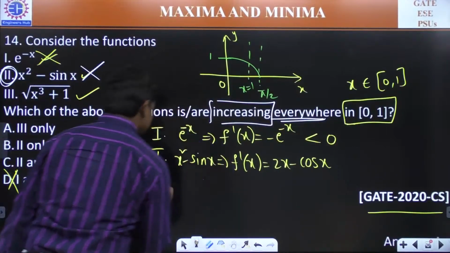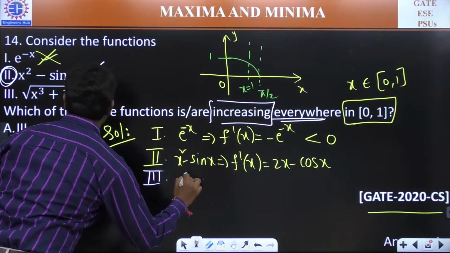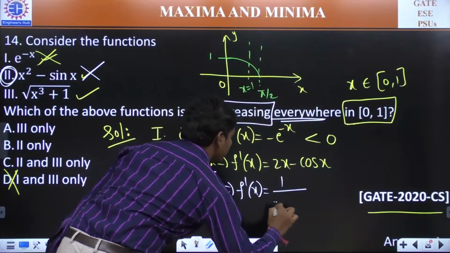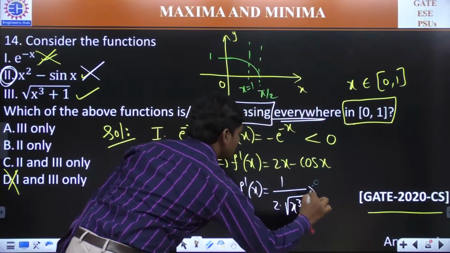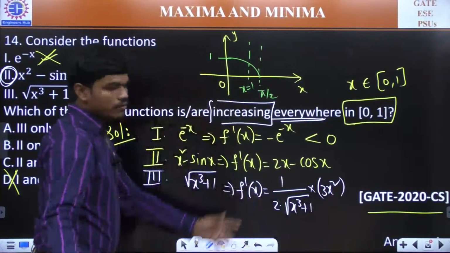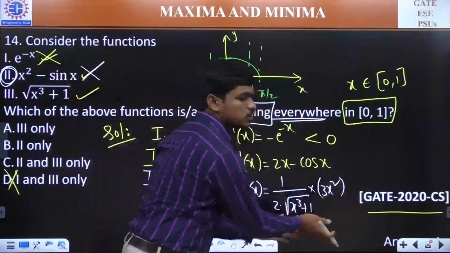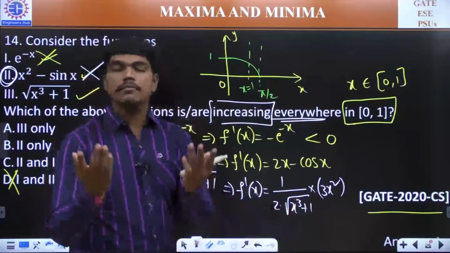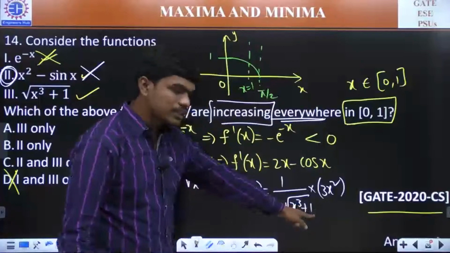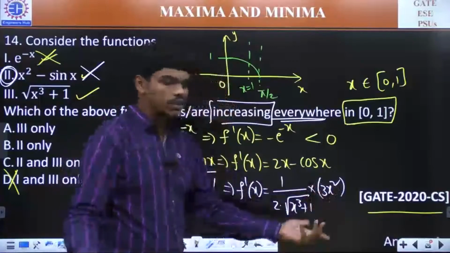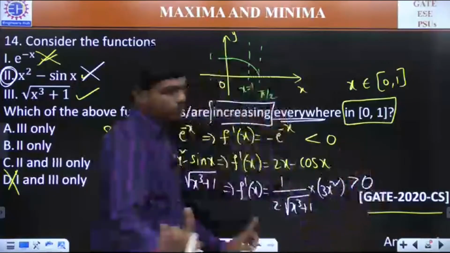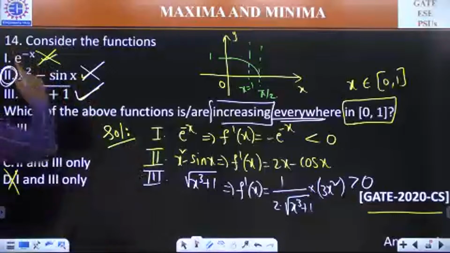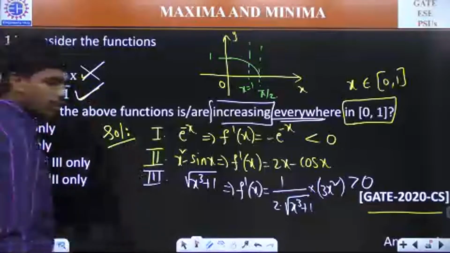Now the third function is very simple to analyze. f of x is square root of x cube plus 1. If you calculate f dash of x, it's very simple: 1 by 2 root of x cube plus 1, into the inner derivative, which is 3x square. For every value between 0 to 1, this is always positive, because x cube is positive. If x is lying in between 0 and 1, x cube is positive, positive plus 1 is positive, so the square root is positive and this value is also positive. So it's greater than 0 at every point, no doubt, which means only this third function qualifies, but not the second and first. Clear? Did you all understand this logic?